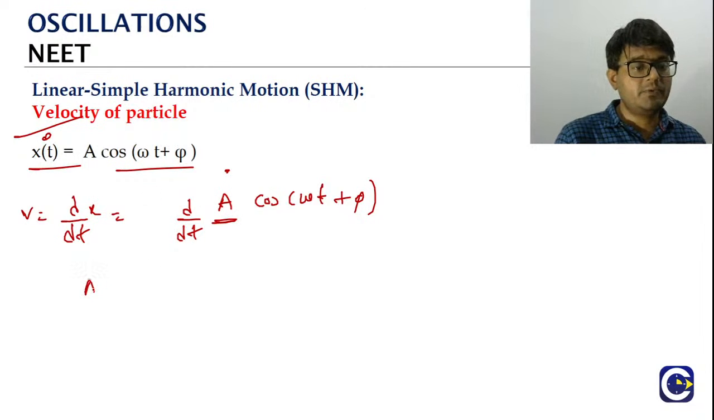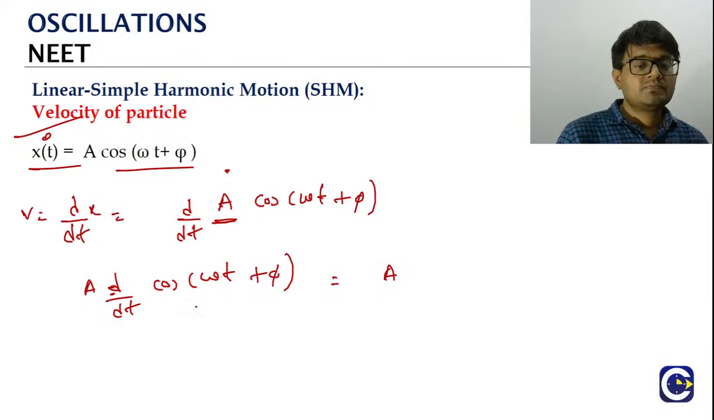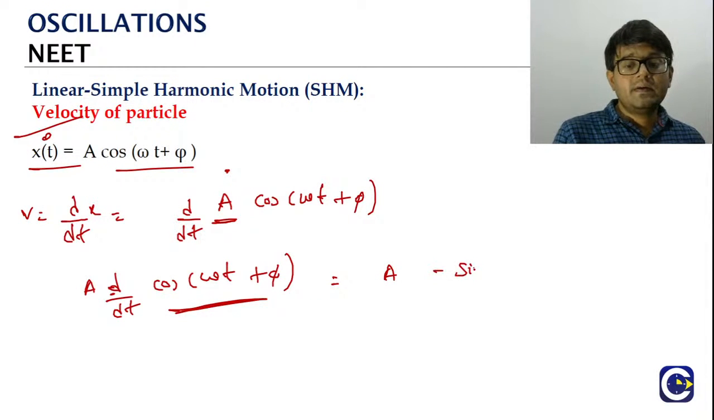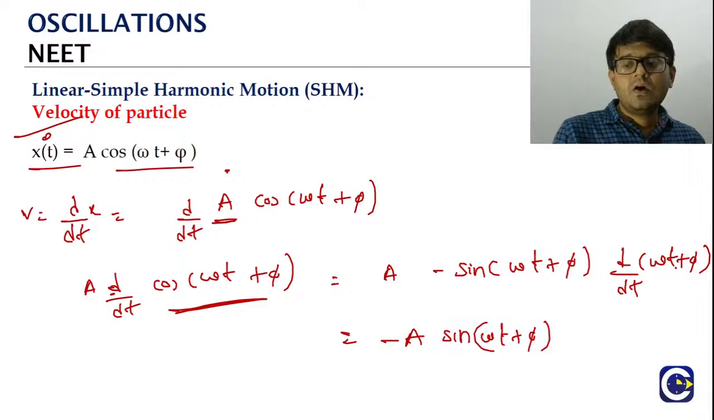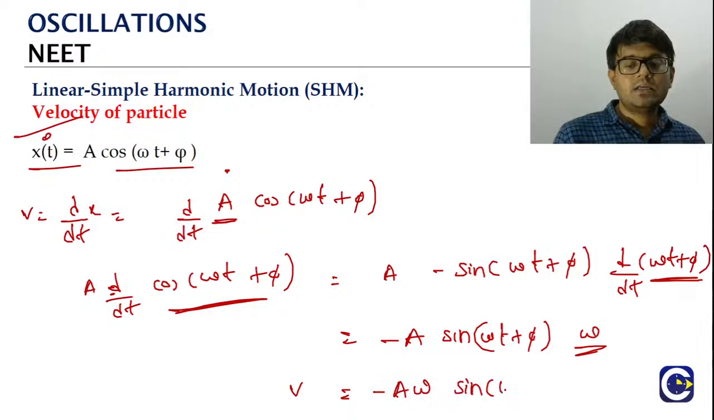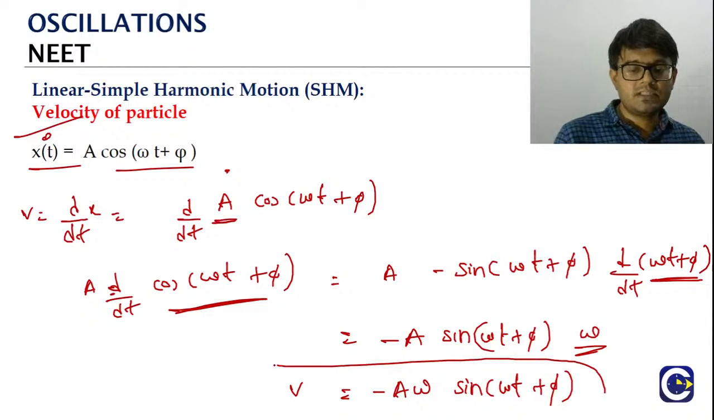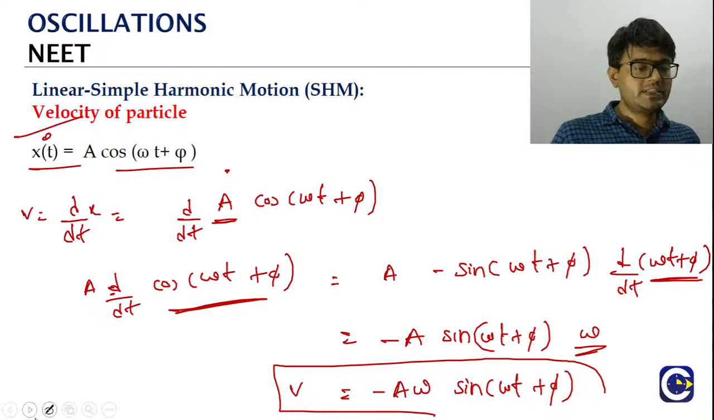a is a constant, right? So it goes outside: a into d by dt of cos of omega t plus phi. What is the derivative of the cos function? Minus sin. Then we have the derivative of omega t plus phi, which is omega. So the velocity function is minus a omega sin of omega t plus phi.